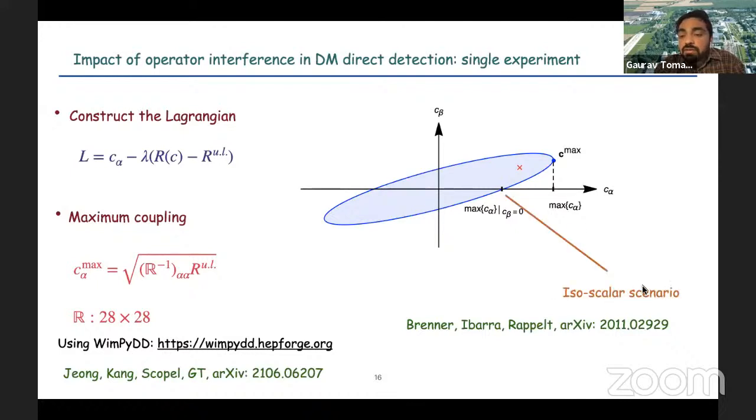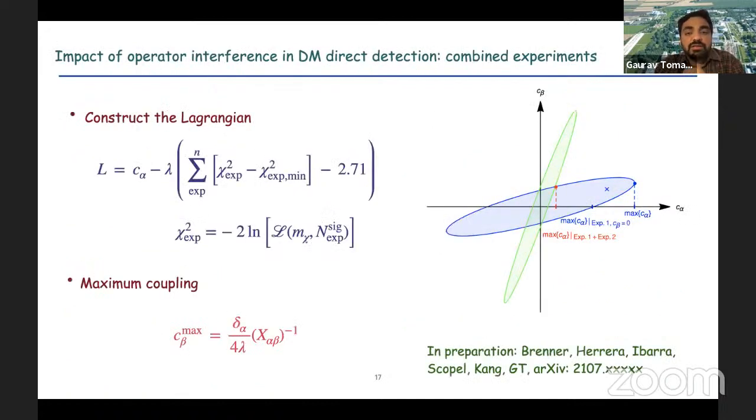Okay, so this I already talked about. And now we generalize this method for more than one experiment for direct detection. And you could see that instead of one, now you have 2 ellipses. One corresponds to xenon, another corresponds to PICO. And you could see here, now the allowed value is even more constraining. Before it was here, but now you are considering another experiment also.